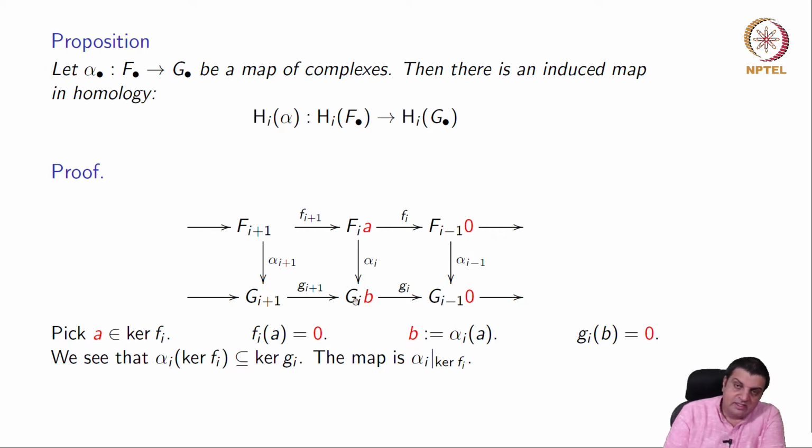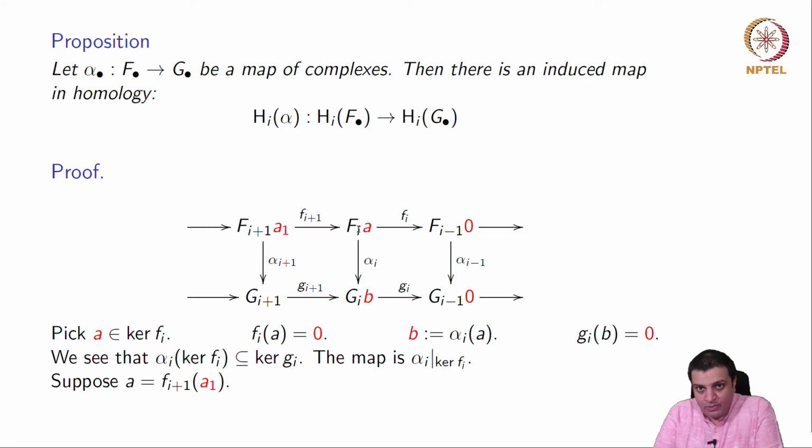Okay. So we can think of this as the map alpha i restricted to the kernel of Fi. Now let's check what happens under this map to the image of Fi minus 1. Remember that the image of Fi minus 1 is inside the kernel of Fi. So under this map, what would happen to the image of Fi minus 1? Okay. So now let's assume that A is in the image of the previous map. In other words, A is Fi plus 1 of some A1. So this A is the image of this A1.